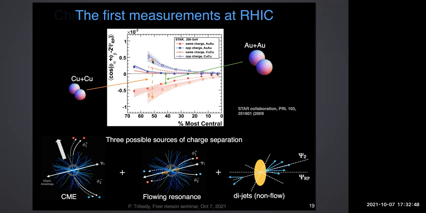But notice one thing: in the small system, the difference between this blue and the red, the opposite sign and the same sign, is larger than in the larger system. Why is there more charge separation in the small system? That was puzzling. Is it because the magnetic field is larger in copper-copper? That is not true. The magnetic field is not larger in copper-copper than gold-gold. So this is not consistent with what you would expect for CME.